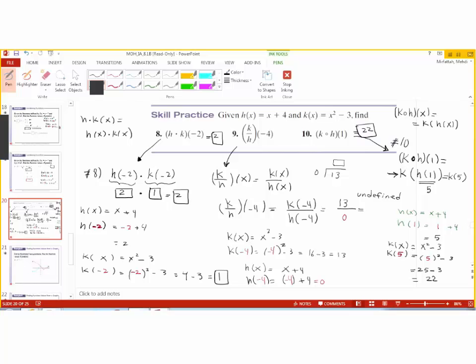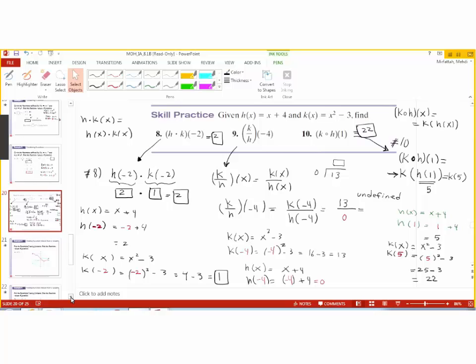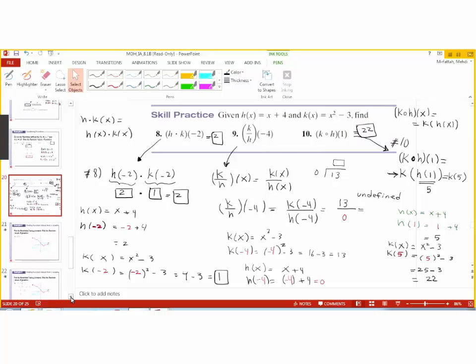Excellent. Okay, I need to see a check mark in front of everyone's name if you all know how to do this, so we can move on. I'm sorry, what was the answer for that? For number 10? Undefined for number 9, 22 for that.